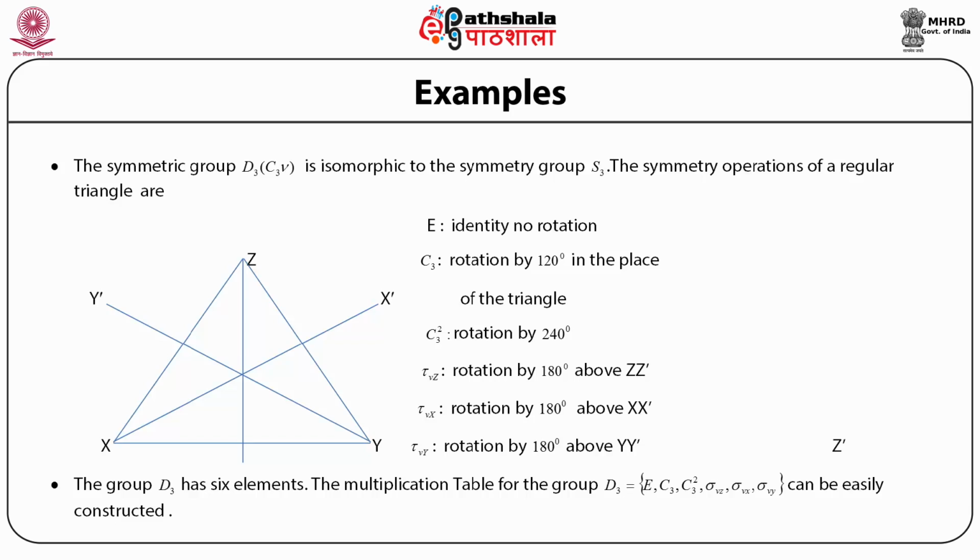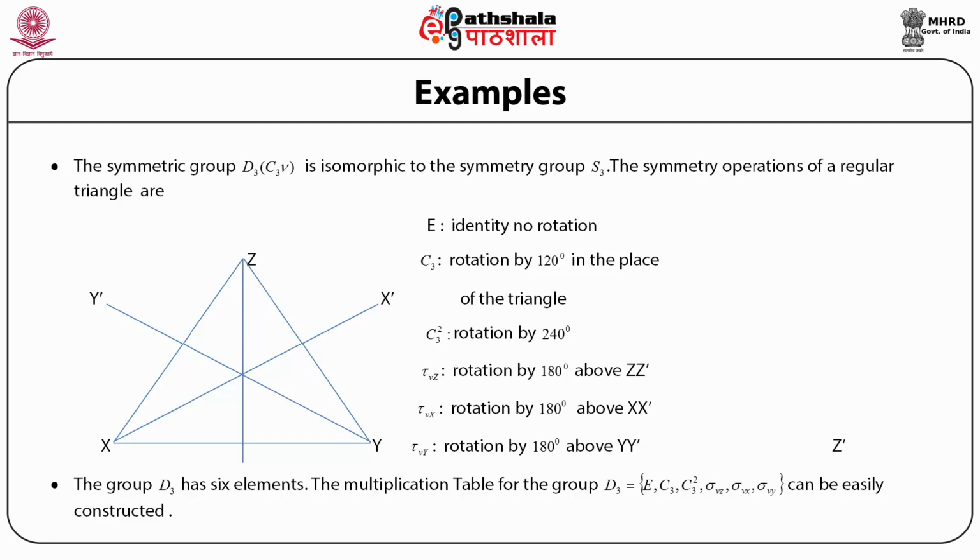Then suppose I consider the axis ZZ prime and rotate by 180 degrees along this axis, which will change X to Y and Y to X. Then obviously this is a symmetry. This symmetry can also be seen as a mirror symmetry. If we put a mirror normal to the plane of the triangle coinciding with the line ZZ prime, then after reflection X goes to Y and Y goes to X. So this is a symmetry.